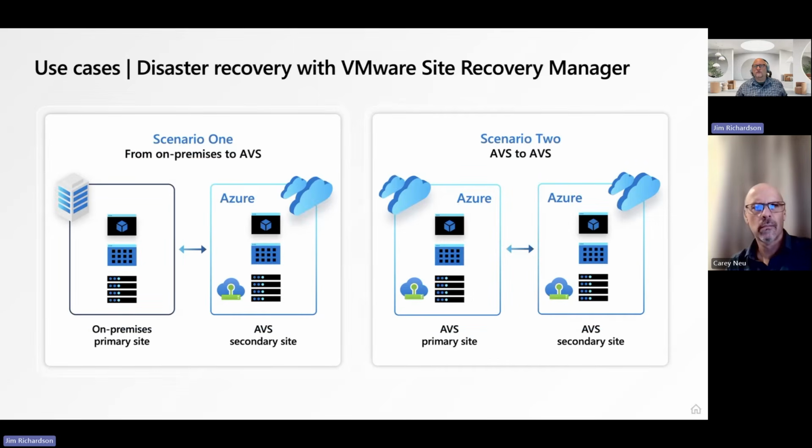Here's another one where VMware Site Recovery Manager is being used. Scenario 1 is from on-prem to AVS. Scenario 2 is AVS to AVS. Maybe you want to have a secondary AVS site in a different region, so you provide that data center redundancy.